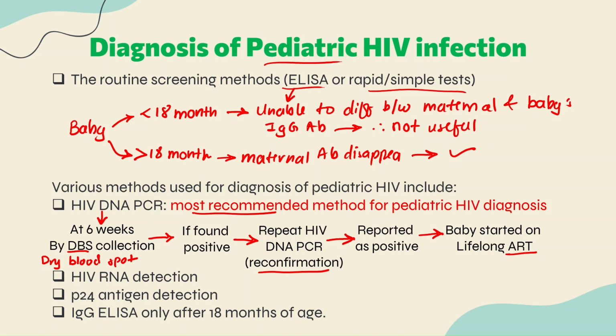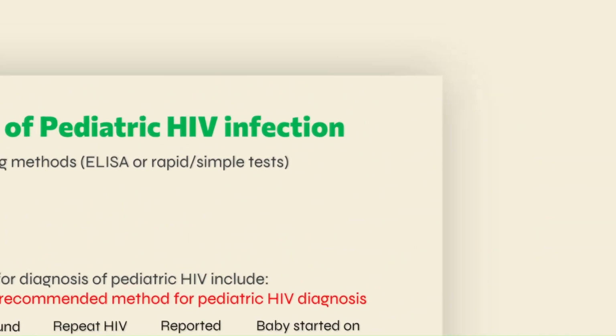Clear? The other test we can do is viral RNA detection. We can also go with the P24 antigen detection test, and as I said, that is after 18 months of age. We can also go with the IgG ELISA test. Clear with the diagnosis of pediatric HIV infection.